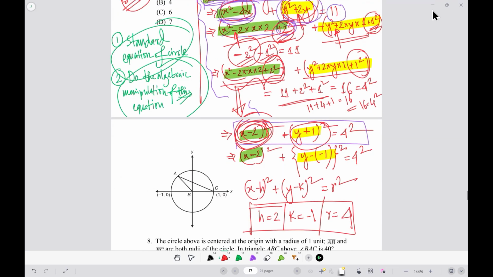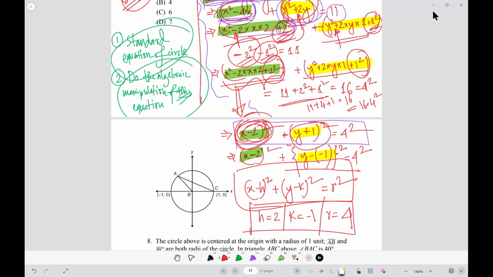And then what we have done with this curly braces thing is to make it look like the standard equation. Because we had x minus 2 whole squared and we kept it the same. But we had y plus 1 whole squared, so we did a pretty little manipulation. We made it look like y minus 1 whole squared equals 4 squared, so that it looks like y minus k whole squared.